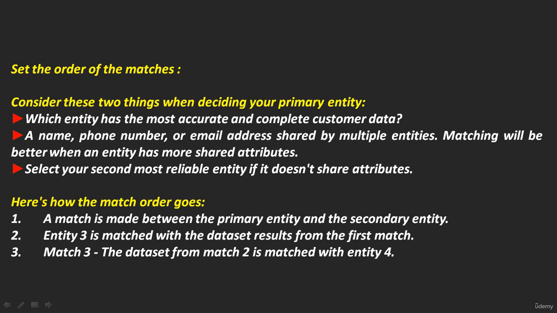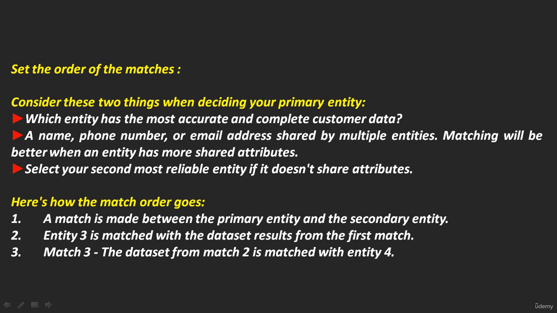Here's how the match order goes. Number one, a match is made between the primary entity and the secondary entity. Then entity 3 is matched with the dataset results from the first match. And for match 3, the dataset from match 2 is matched with entity 4. So each entity in the match order goes through this process.